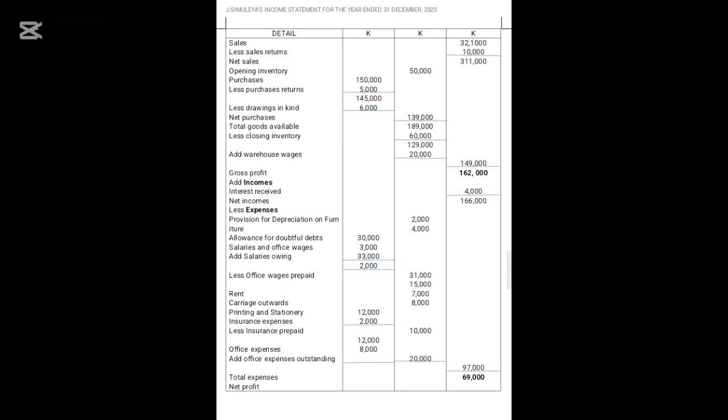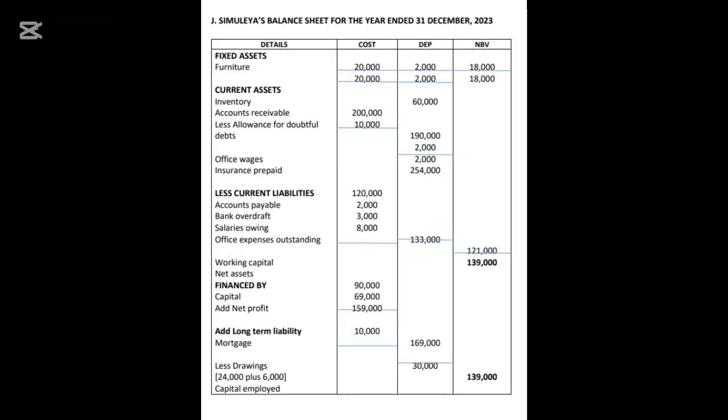So that is all about the adjustments which we had here and the income statement. So now we go to the balance sheet. We start with the P2 GCE Layers balance sheet for the year ended 31st December 2023. So under the fixed assets, we only have one fixed asset, which is furniture. So you write the cost, you write the depreciation there, so then you deduct depreciation from the cost to give us 18,000. Then we go to the current assets.